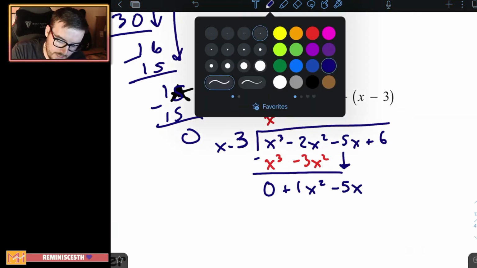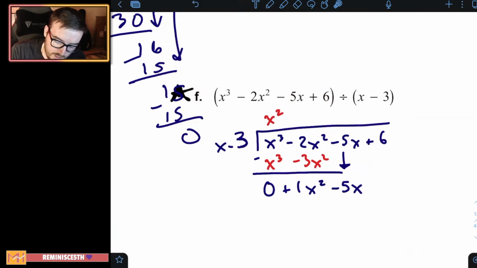We ask ourselves the same question again. What multiplies to x squared? Or what can you multiply x by to get x squared? The answer, simply x. X times x is x squared. So we take this x and multiply it to the whole expression here, and you get x squared minus 3x.